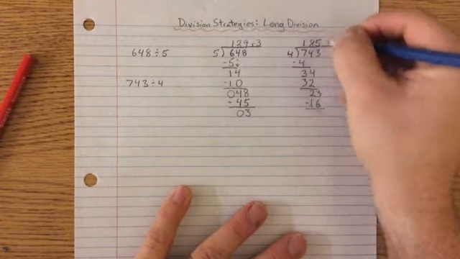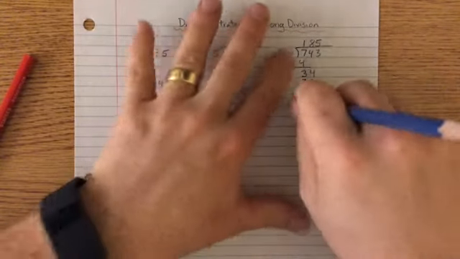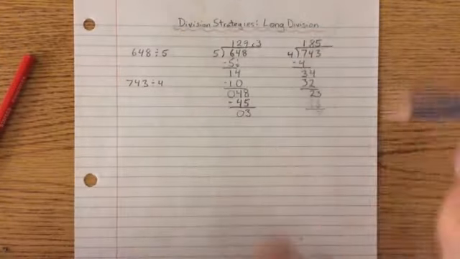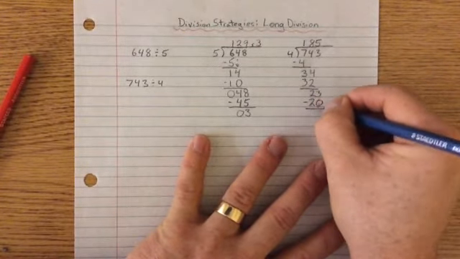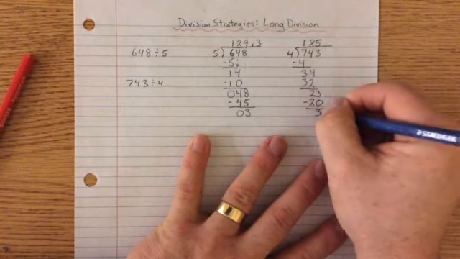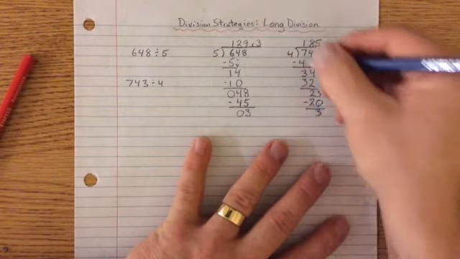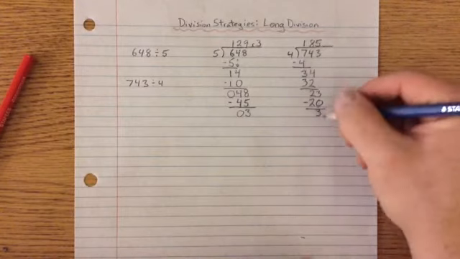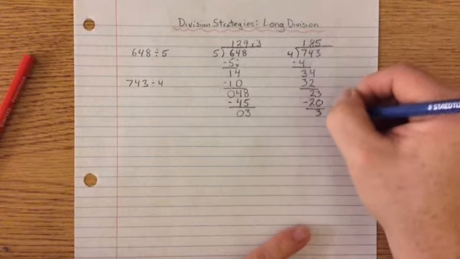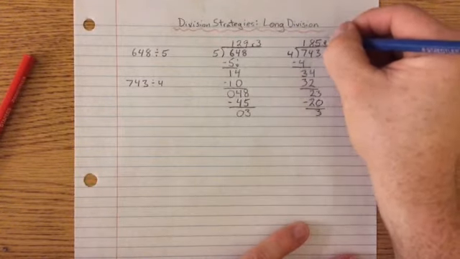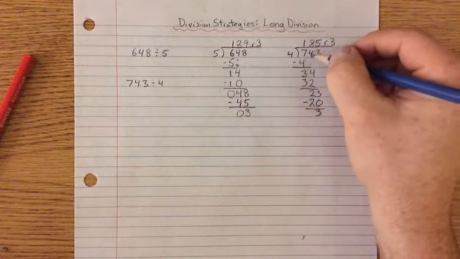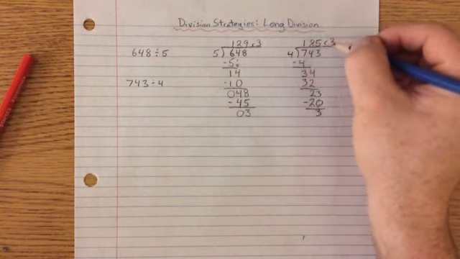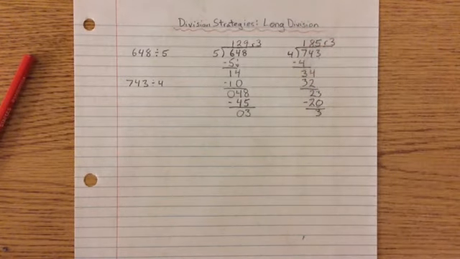So 4 times 5 is 20. Subtract out, I'm left with 3. My number here is finally smaller than this number. I can't break it down any farther. There's no more numbers to bring down. So this is my remainder, 3. 743 divided by 4 is 185, remainder 3. And that was our next lesson.